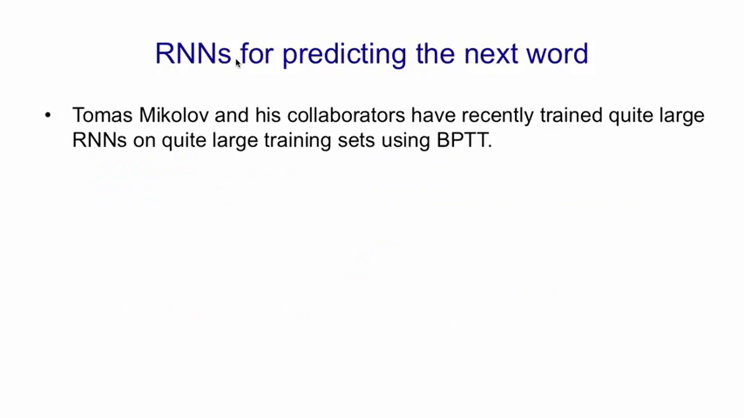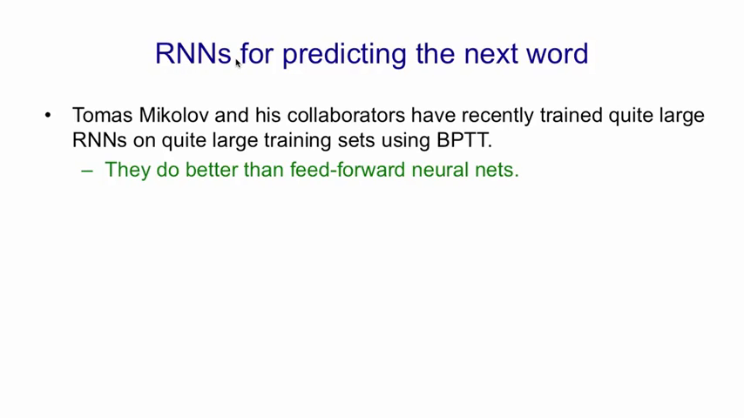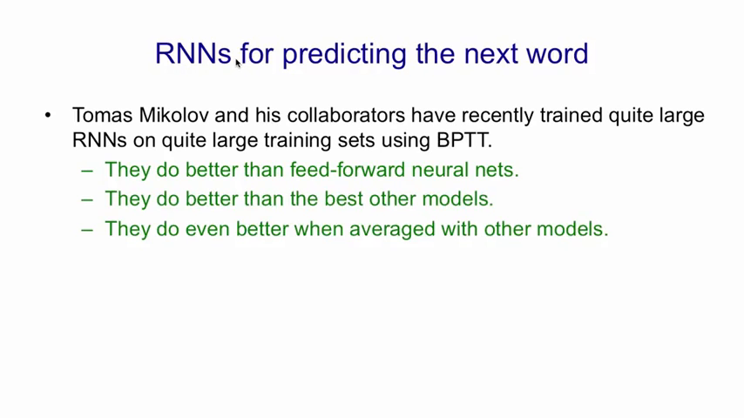Recently, Thomas Mikolov and his collaborators have been training large recurrent neural networks to predict the next word in large datasets. They use the same technique as the feed-forward neural nets, that first convert a word to a real-valued feature vector, and then use those feature vectors as input to the rest of the network. And they do better than the feed-forward neural nets. They also do better than the best other models, and when you average them with the best other models, they do better still. So that's the best language models there are currently.